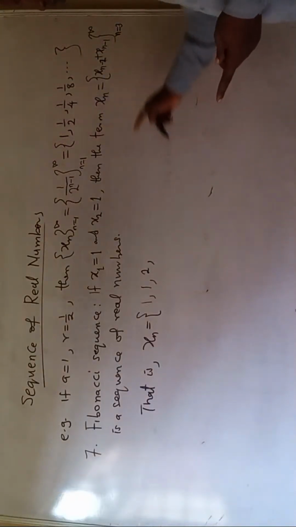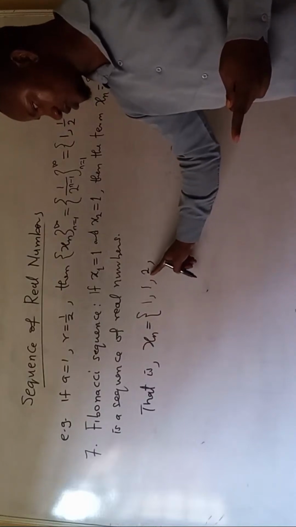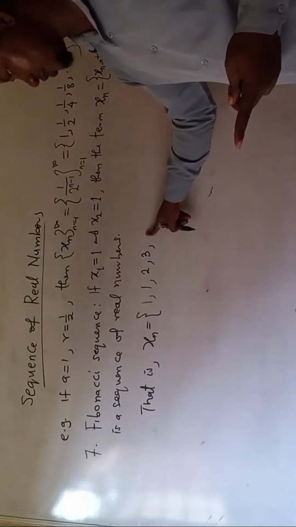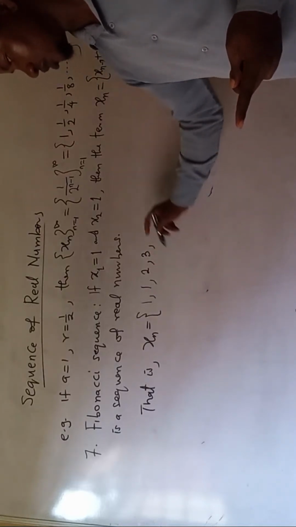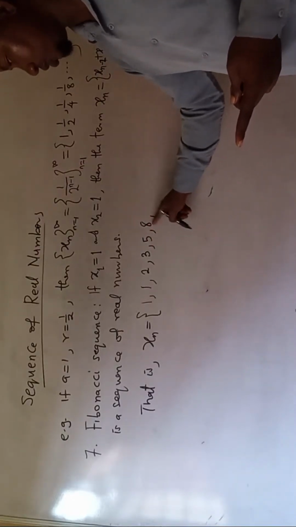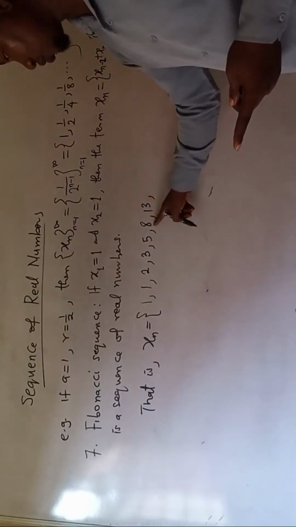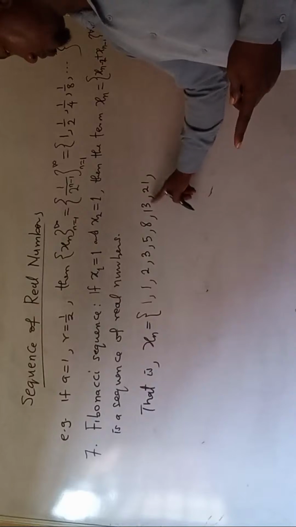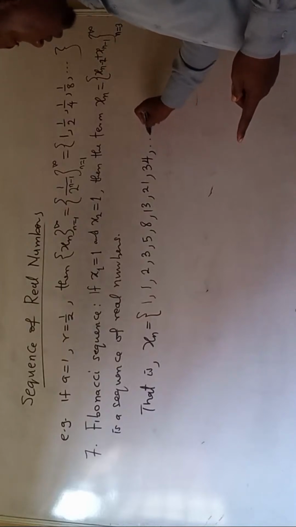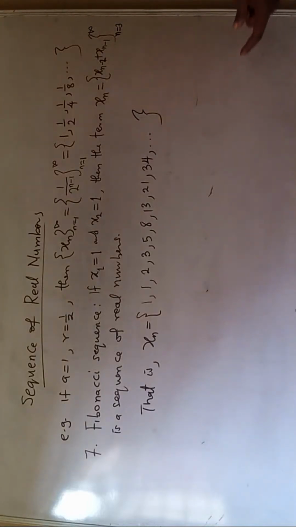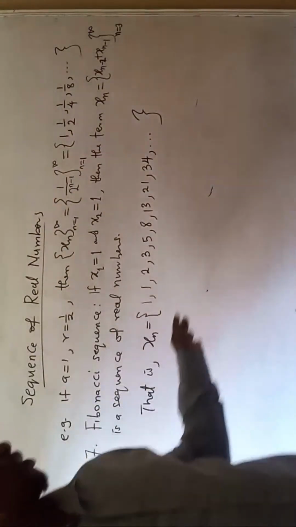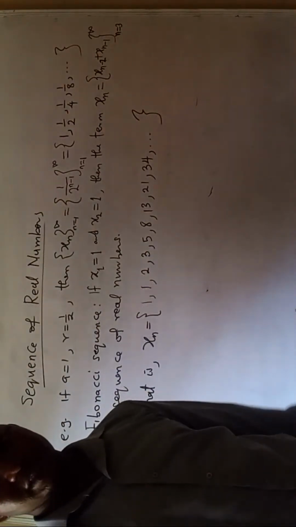So x4 is going to be this plus this. That's what the formula is saying, and this should be 3. When n is 5, this will be 2 plus 3, that is 5. The next one will be this, the next one will be this, and so on, until we get 34, and so on and so forth. So as you can see, this is also a sequence of numbers, and these are the items that we have in it.